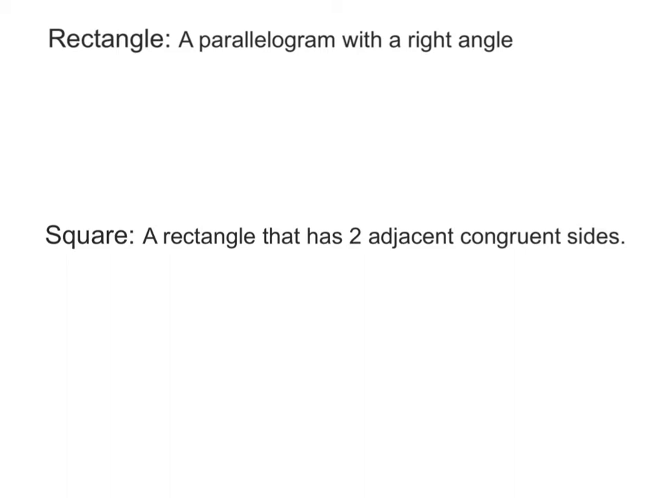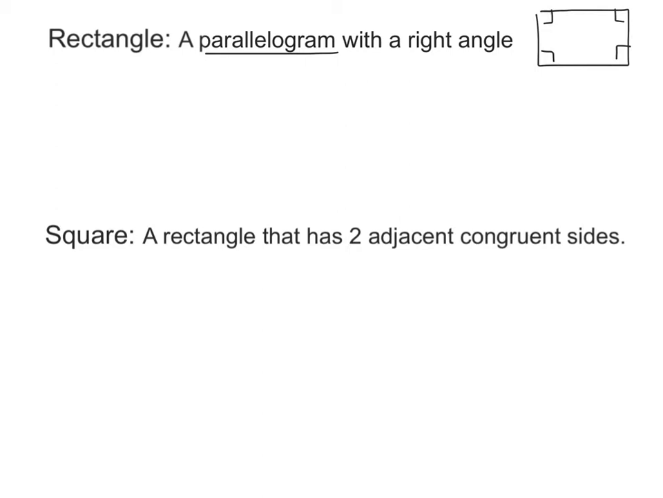A rectangle is a parallelogram that has a right angle. So the definition says it only has one right angle. So what does that mean about all the other angles? Well, let's think about it. It's a parallelogram, so opposite angles are congruent, and we know that adjacent or consecutive angles add up to 180. So this one plus this one adds up to 180. So that means that it has 4 right angles.